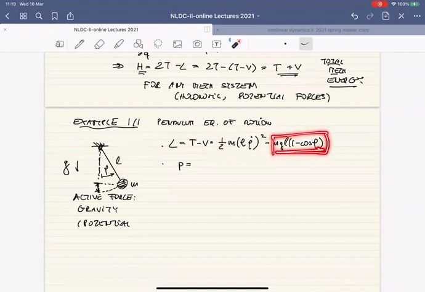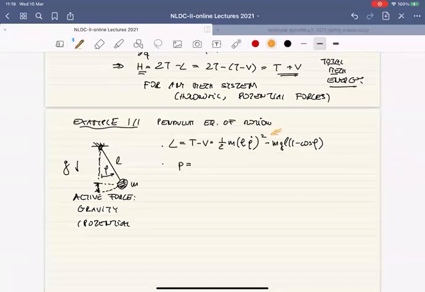It doesn't depend on phi dot, right? And sure enough, this is a quadratic function, a parabola in phi dot, so this is convex in phi dot. So let's just point it out. This is convex in phi dot, so that's okay.